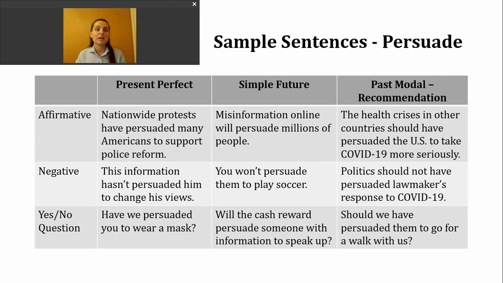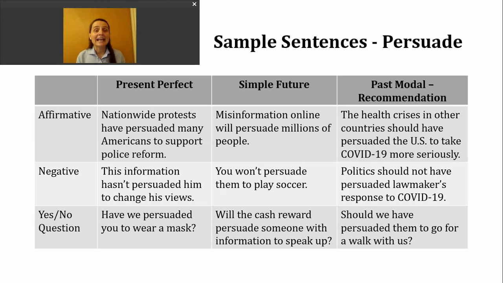If I want to make this negative, right? So it's telling someone I should not have done something in the past, right? I'm going to follow that pattern there. Should not have, and then the participle form of my verb. Here's an example. Politics should not have persuaded lawmakers' response to COVID-19.